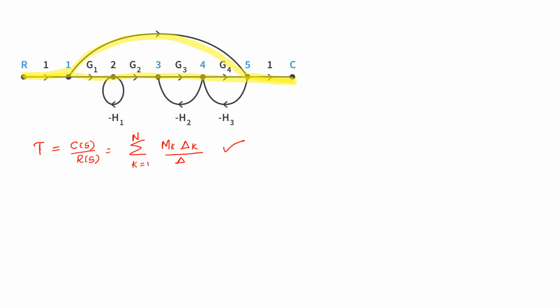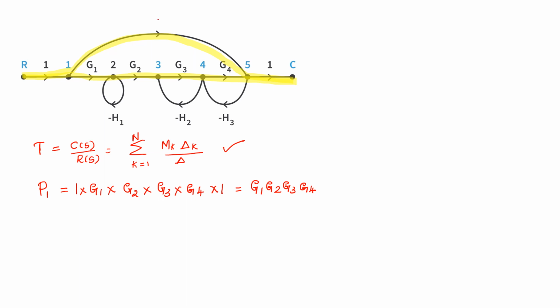Okay, this is the second forward path. Now I am going to write the first forward path and second forward path. So what is the gain in the forward path? 1 into G1 into G2 into G3 into G4 into 1, that is equal to G1 G2 G3 G4.